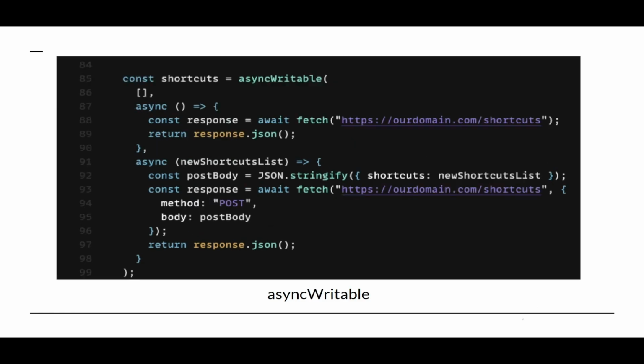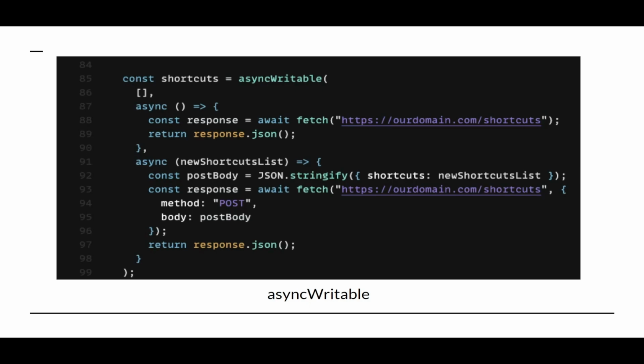The use case for an async writable store is a little more cryptic. So let's consider a situation. We have a user who has a customizable list of shortcuts. To support this, we have two endpoints, one for fetching a user's current list and another for persisting any changes to that list made by the user. How could we support this with our stores?